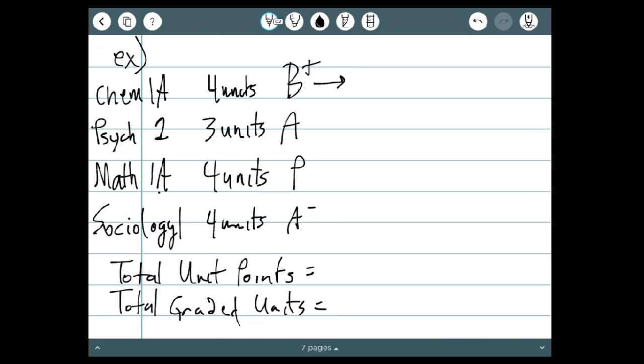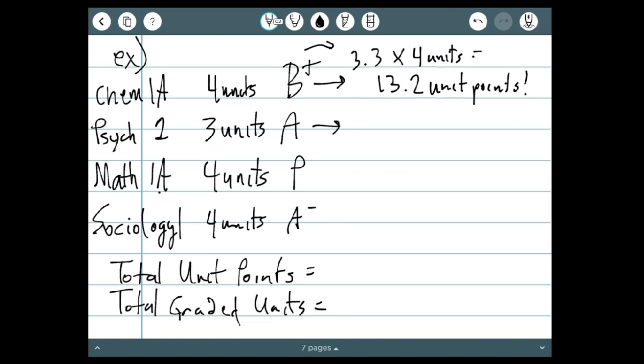Remember, we want to calculate the total number of unit points associated with this. If we go back up to our chart, you may recall that a B plus is worth 3.3 points. Okay? And then we want to multiply that by 4 because remember the class is worth 4 units. And if we do that, you'd end up getting 13.2 unit points out of this class. Right?